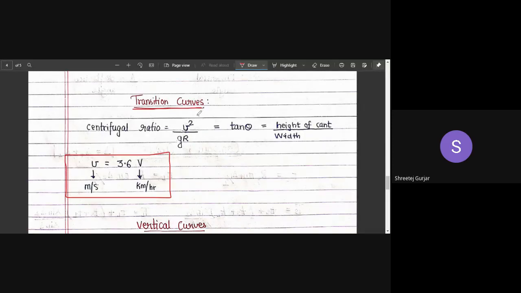Centrifugal ratio, you have to remember, this is required for solving your numerical, right? Centrifugal ratio, V square by GR is equal to tan theta, which is equal to height of the cant. Height of the cant is the raising of the outer edge of the road, height of that divided by the width. Okay, so this is important, required for solving your numerical.